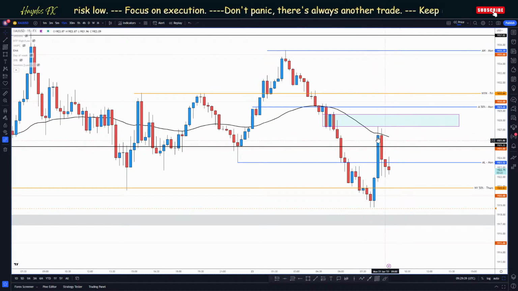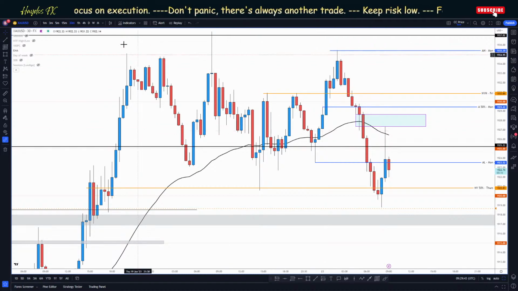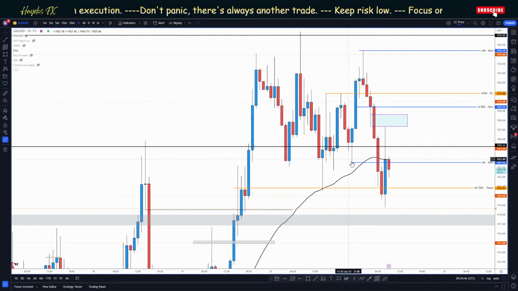Black line. Yeah, on the 15. What about the 30? High on the 30. Hour? No. Oh yeah, kind of.